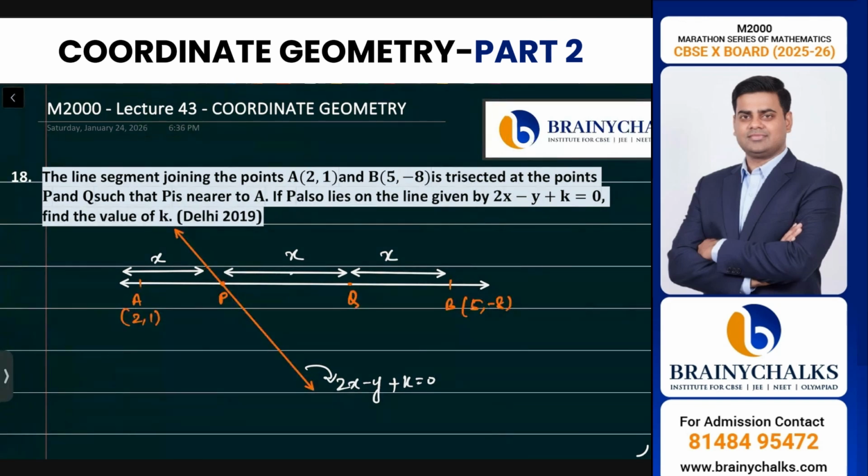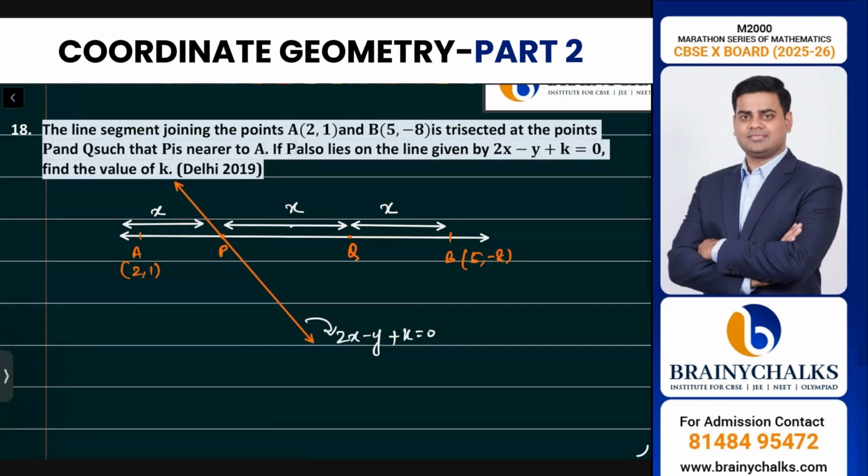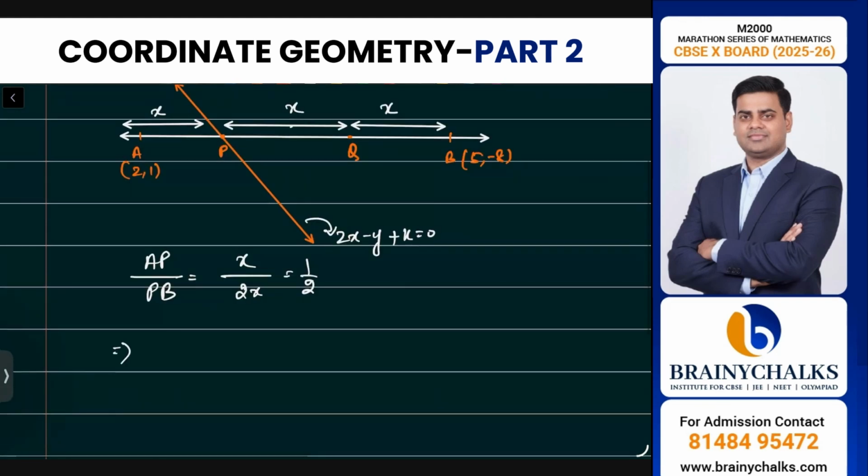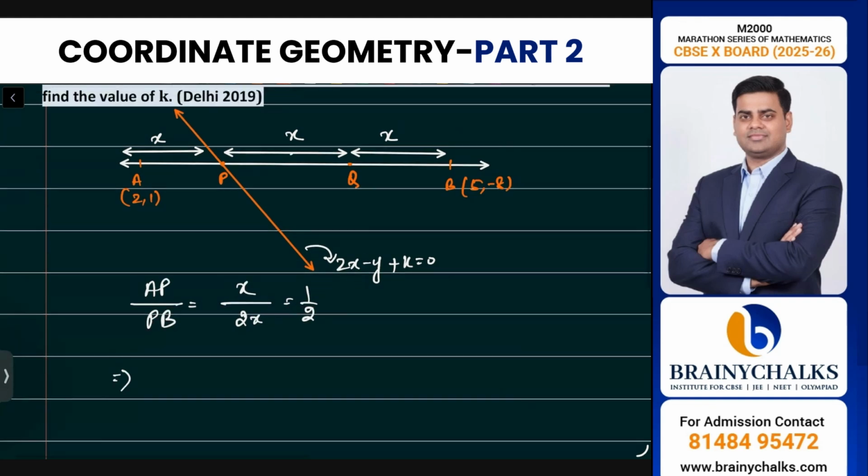AP equal to PQ equal to QB. All are equal to x. Correct? Now AP by PB. AP is x. How much is PB? 2x. So it will be 1:2 ratio. Fine. Calculate the distance of AP.